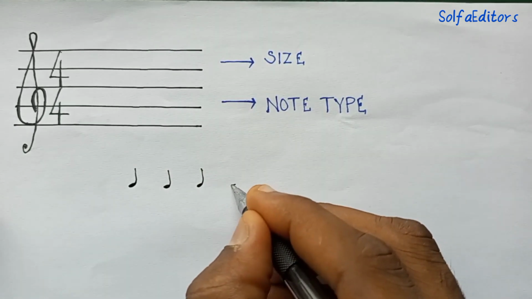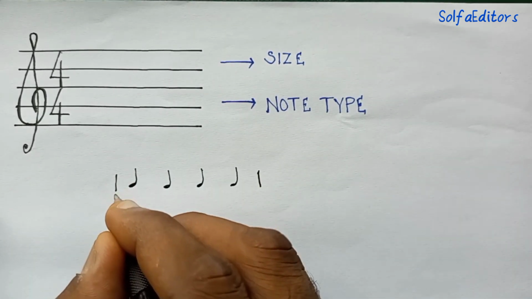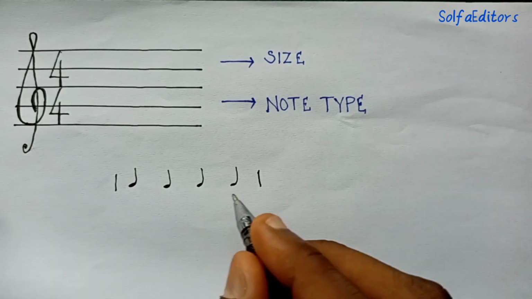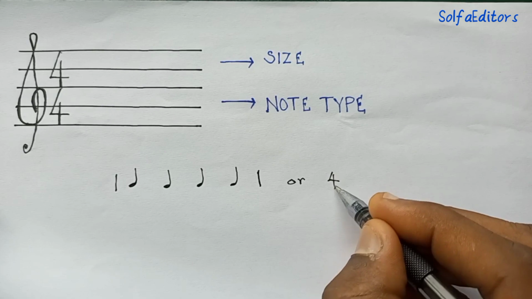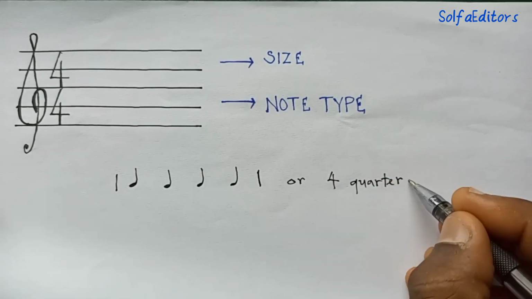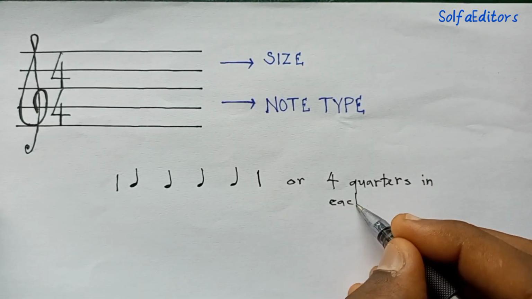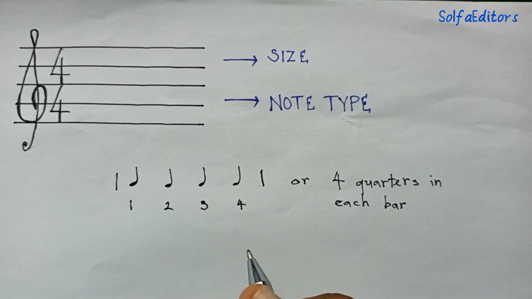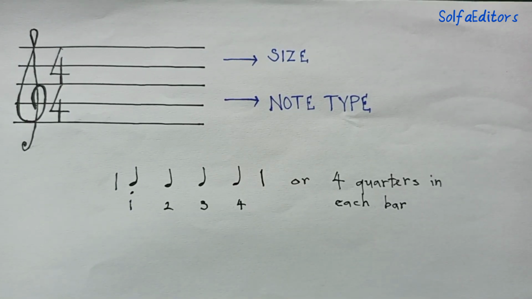1, 2, 3, and 4, showing 4 quarter notes in each bar. Or we can also write it this way: 4 quarter notes, 4 quarters in each bar, where the primary note of the time is quarter and is shown 4 times, as you can see.